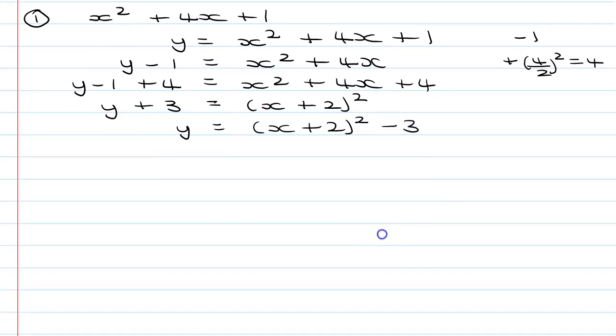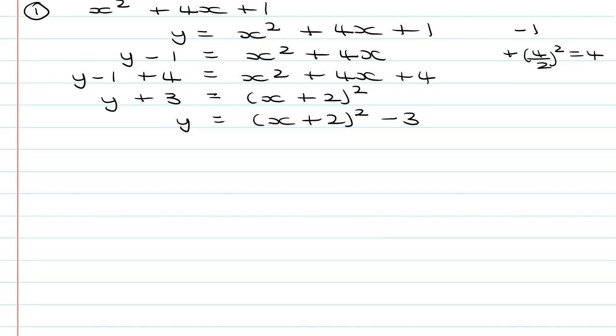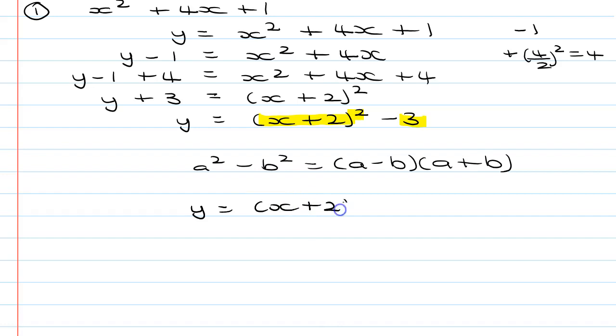Now, let's just have a look at the difference of two squares. The difference of two squares is in the form of a squared minus b squared equals a minus b times a plus b. Now let's consider the above expression. What we have here is our a term. This currently isn't written as a squared term, but we can write 3 as root 3 squared, because the square root and the squared undo themselves to make 3. So I can actually write this expression as y equals x plus 2 squared minus root 3 all squared.